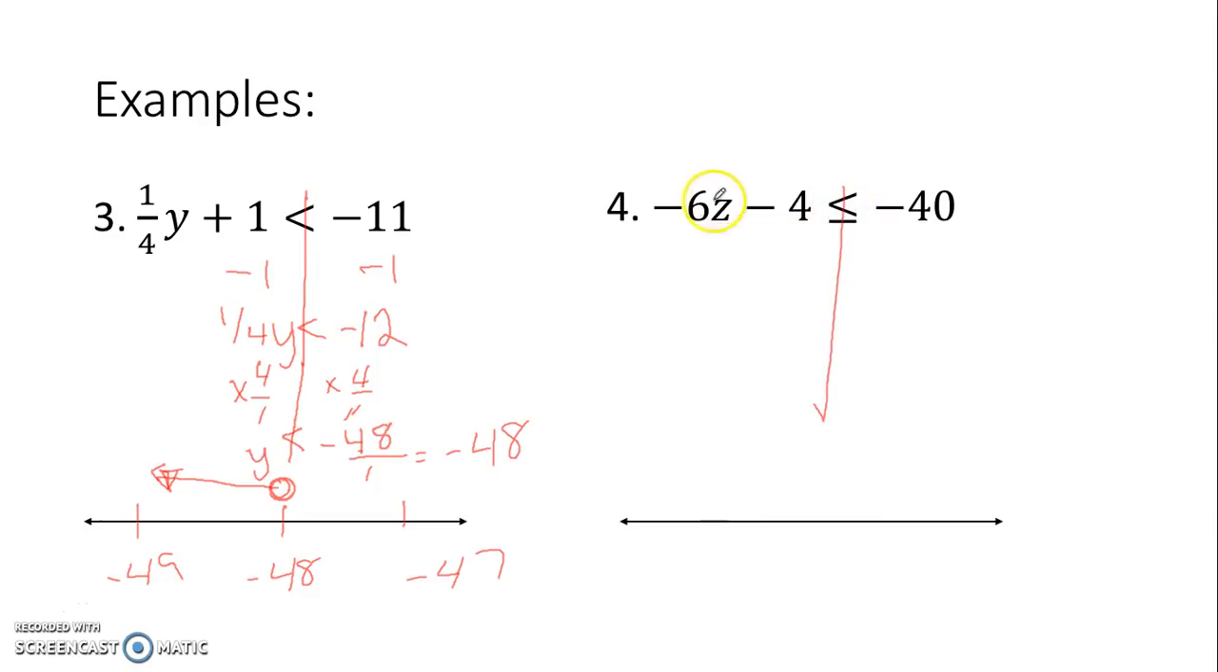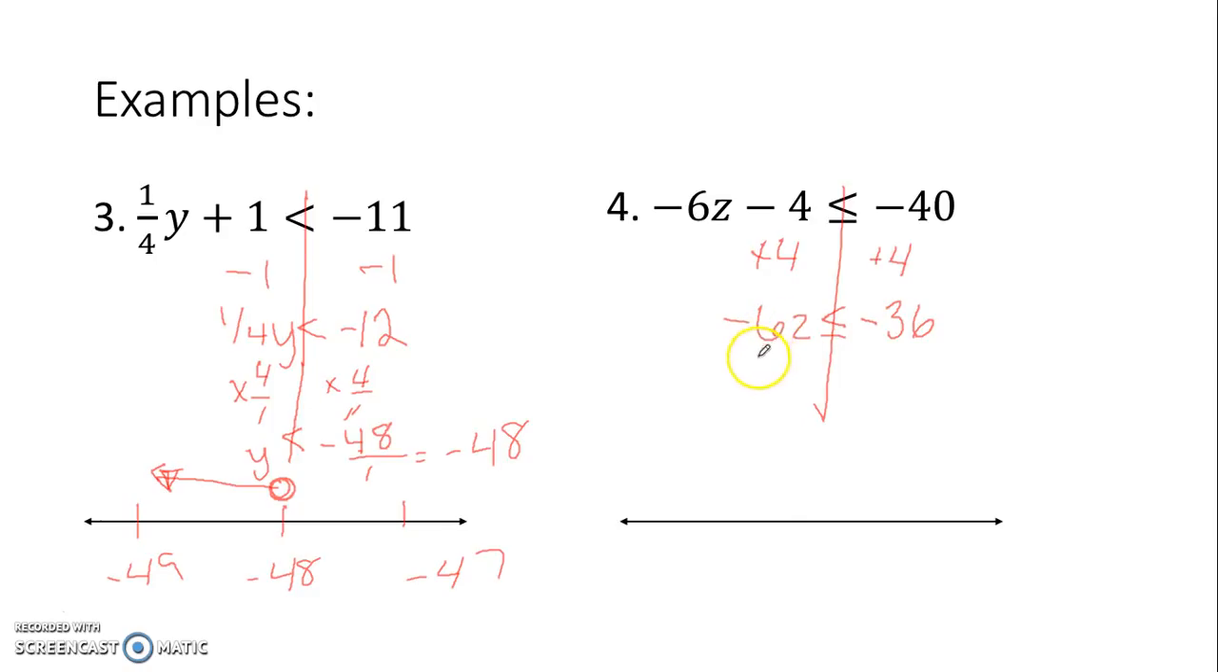Number 4, we have negative 6z minus 4 is less than or equal to negative 40. First, we get rid of the constant. So we look at this, it's minus 4, so we need to add 4 on both sides. Negative 6z, bring that right down, is less than or equal to negative 40 plus 4. Well, remember, when we have a negative plus a positive, that's the same thing as subtracting and take the sign of the bigger number. So 40 minus 4 is 36. And since 40 is the bigger number, we need it to be a negative sign.